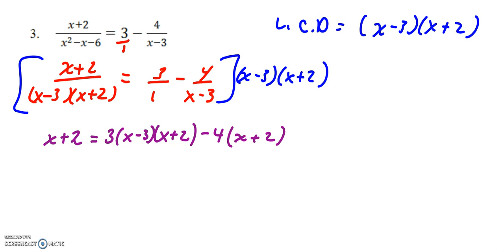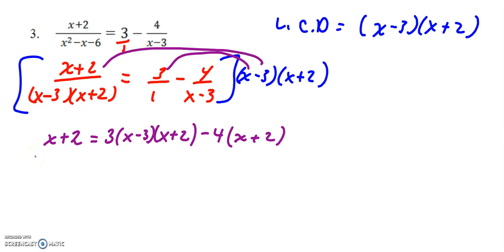Just a quick check-in with you. When I distributed this LCD to here, I noticed that both of these would cancel because this doesn't need anything. So I was left with just x plus 2. When I distributed to the 3, I noticed that this fraction needed both these pieces. So I had 3 times these two binomials. Then when I distributed the LCD to this term, it had the x minus 3. So the negative 4 needs the x plus 2. So I just wanted to check in with you that you had this in purple.